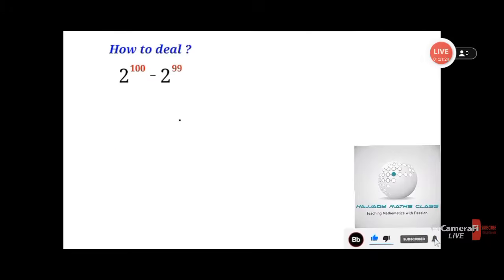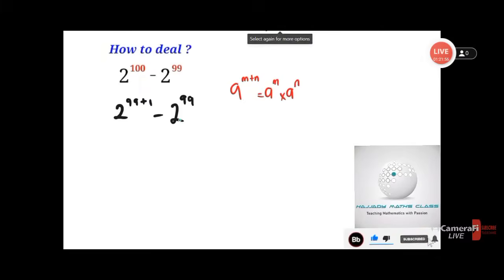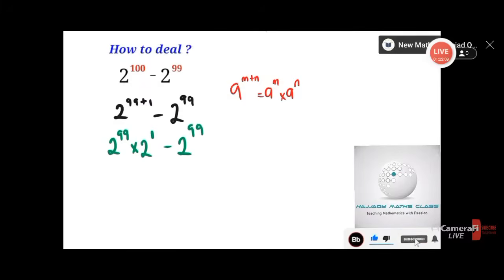Today we are going to solve this question: 2 to the power of 100 minus 2 to the power of 99. Okay, so we're writing 2 to the power of 100 as 2 to the power of 99 plus 1, minus 2 to the power of 99. Don't forget the rule of indices that says that a to the power of m plus n is the same thing as a to the power of m multiplied by a to the power of n. So rewriting this using the same approach, this is the same thing as 2 to the power of 99 multiplied by 2 to the power of 1, minus 2 to the power of 99.